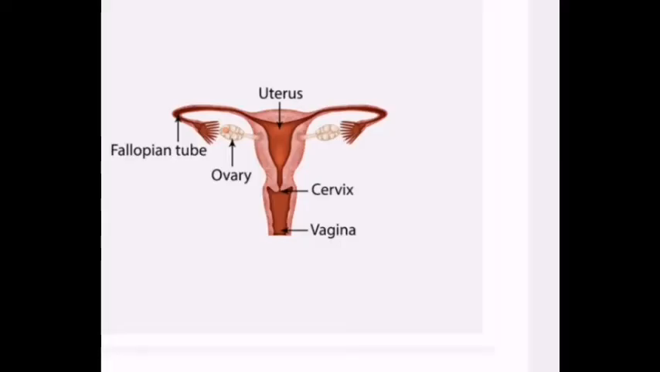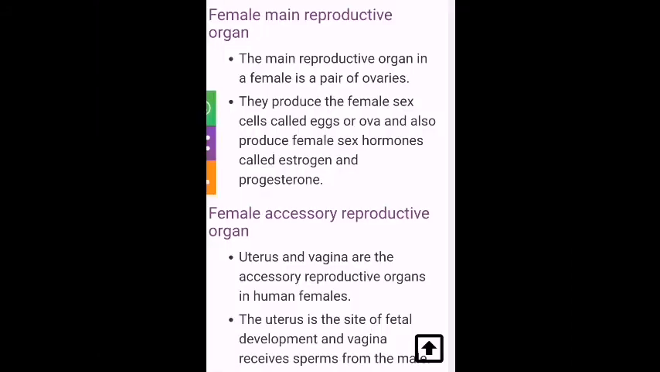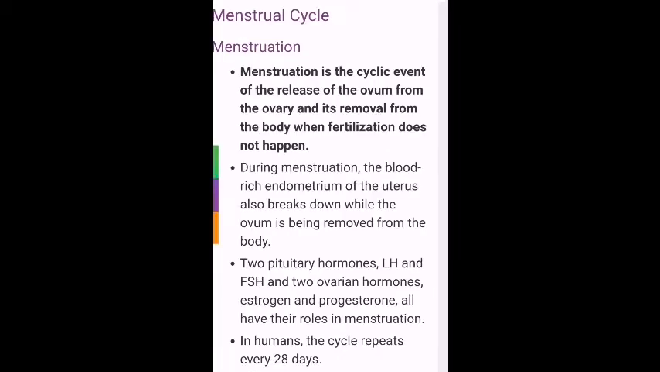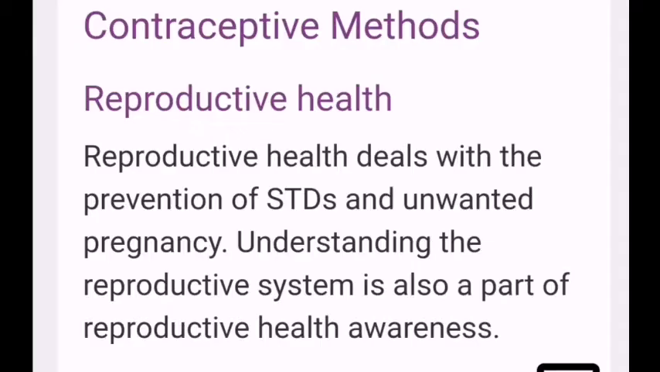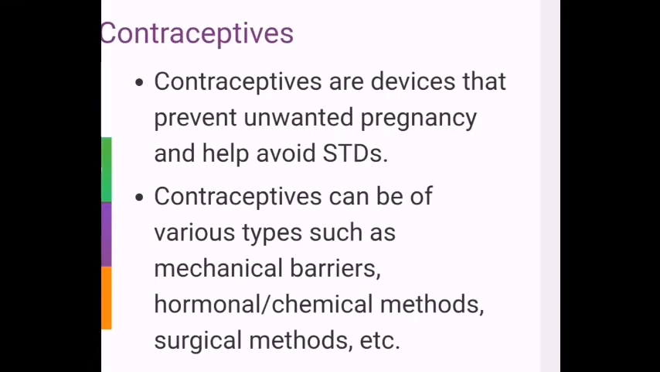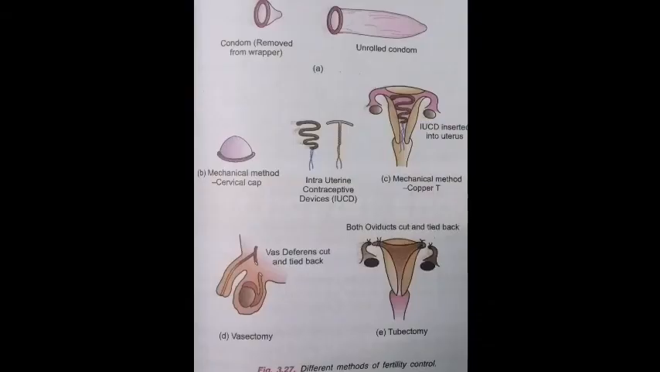The structure of the female reproductive system, the organs associated with the female reproductive system, and the hormones produced by the female reproductive system, fertilization, etc. And next is birth control, or the contraceptive methods for controlling the population.